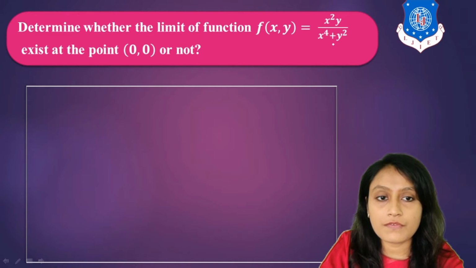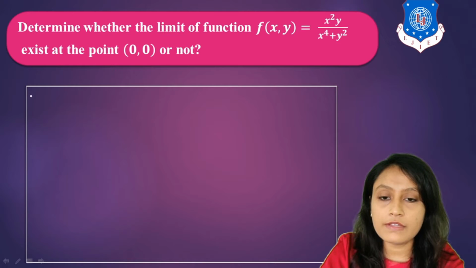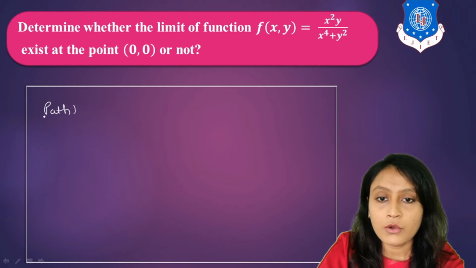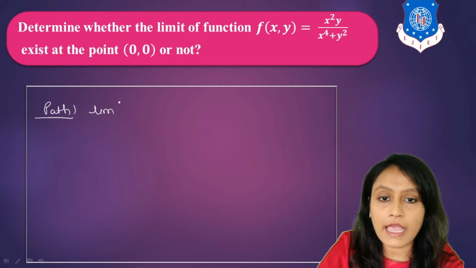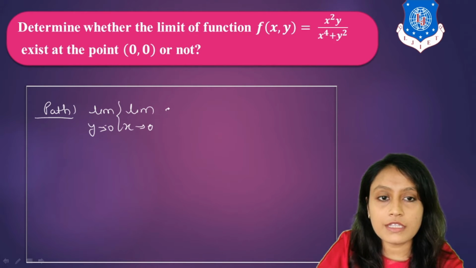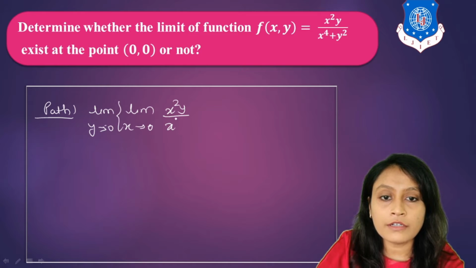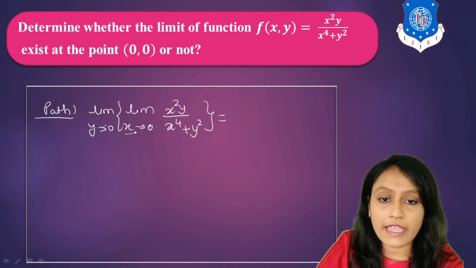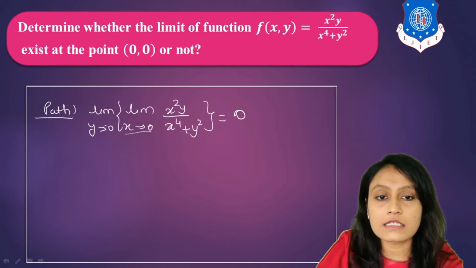Determine whether the limit of the function f(x,y) equals x square y upon x raised to 4 plus y square exists at the point (0,0) or not. Okay, so firstly we will start with path 1. Here we will apply the limit of x first and then the limit of y. The function is x square y upon x raised to 4 plus y square. In place of x, firstly we have to substitute 0. If you substitute 0 over here, you will get the answer 0.